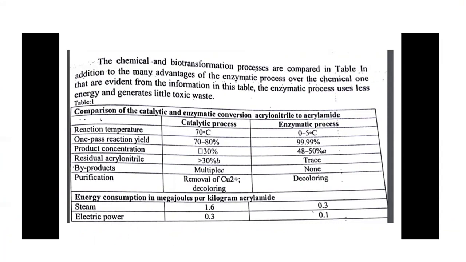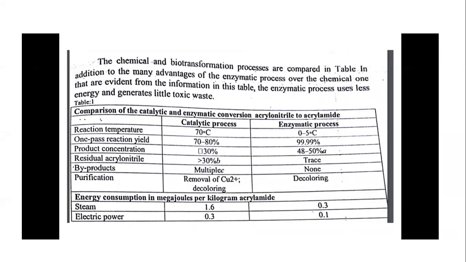The reaction temperature in the catalytic process is 70 degrees Celsius, while in the enzymatic process it's only 0 to 5 degrees Celsius. Then the one pass reaction yield, that means in one process, is 70 to 80% in catalytic, while in enzymatic it's 99.9%. Product concentration is only 30% in the catalytic process, but reaches up to 50% in the enzymatic process. The residual acrylonitrile is more than 30% in the catalytic process, and in the enzymatic process hardly any acrylonitrile is left without being converted.